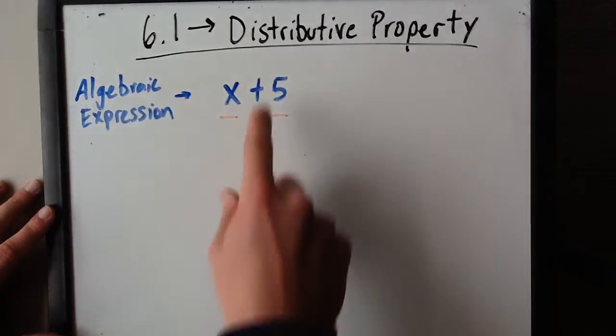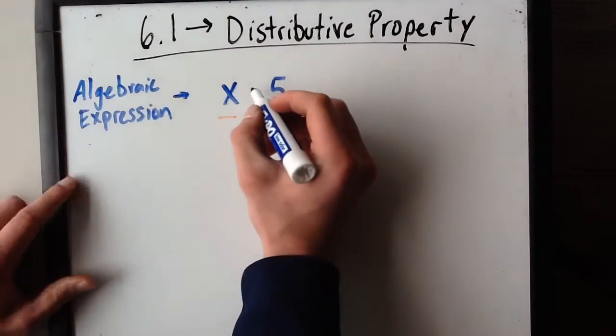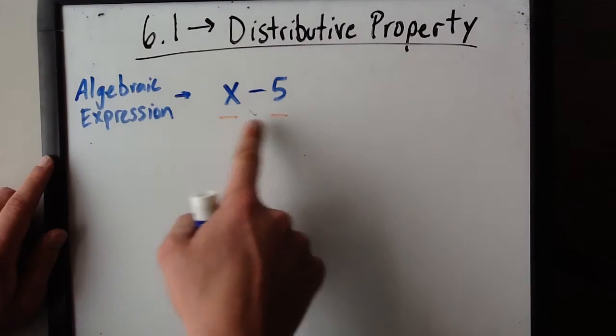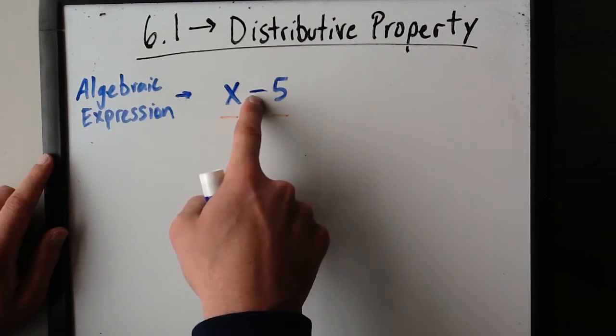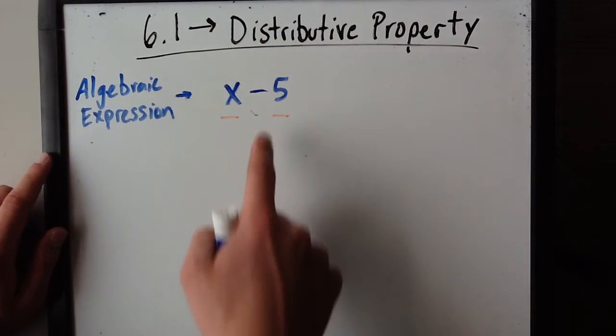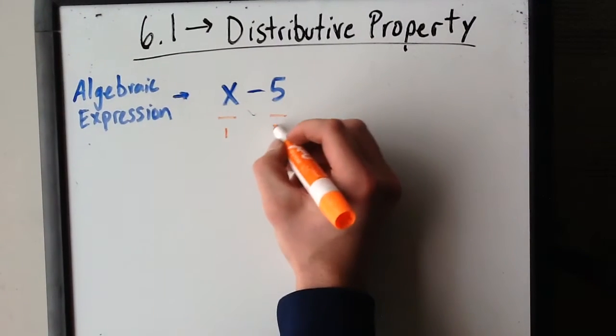This is positive 5. If we had x minus 5, there would still be two terms, and the terms would be x and negative 5. And so the negative right there functions as a negative sign or as a minus sign. So there's two terms. x minus 5, 1, 2.